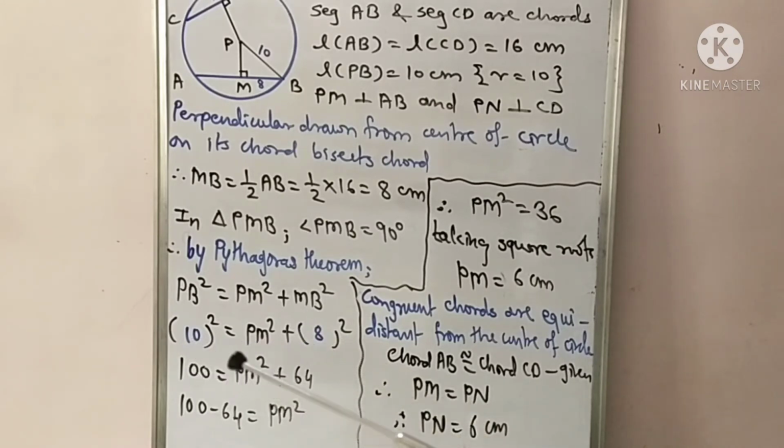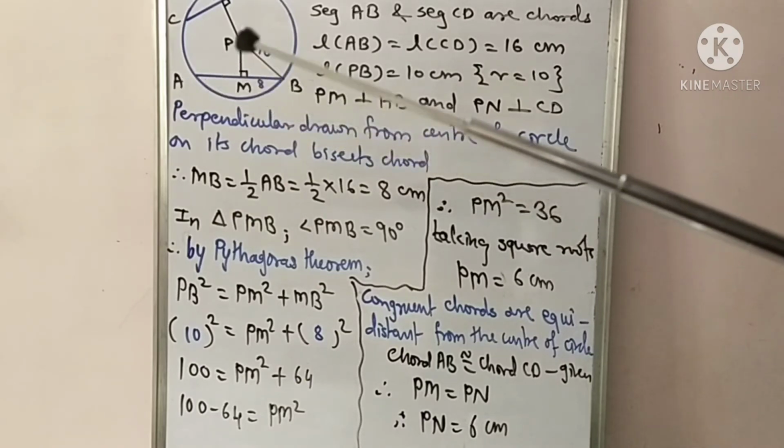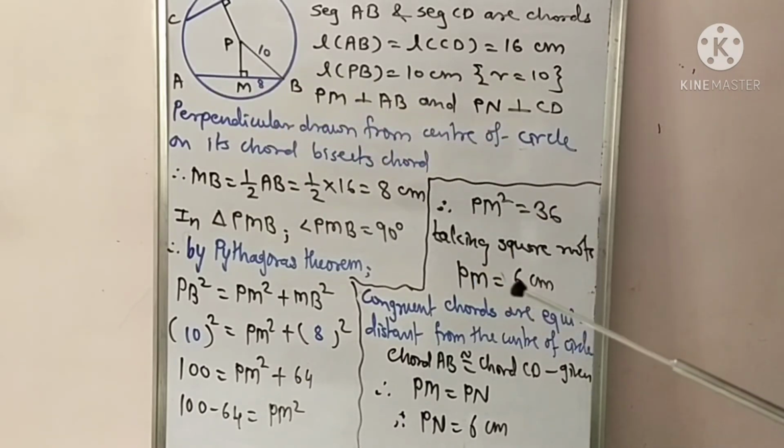Now here we substitute the values, PB as radius given as 10 and MB as we found, 8. So square of 10 equals PM square plus square of 8. Square of 10 is 100, equals PM square plus 64. Square of 8 is 64, and then we do subtraction. So PM square equals 100 minus 64, subtraction is 36, and taking square roots on both sides, PM is 6 centimeter, means the distance of chord AB from the center of the circle is 6 centimeter.